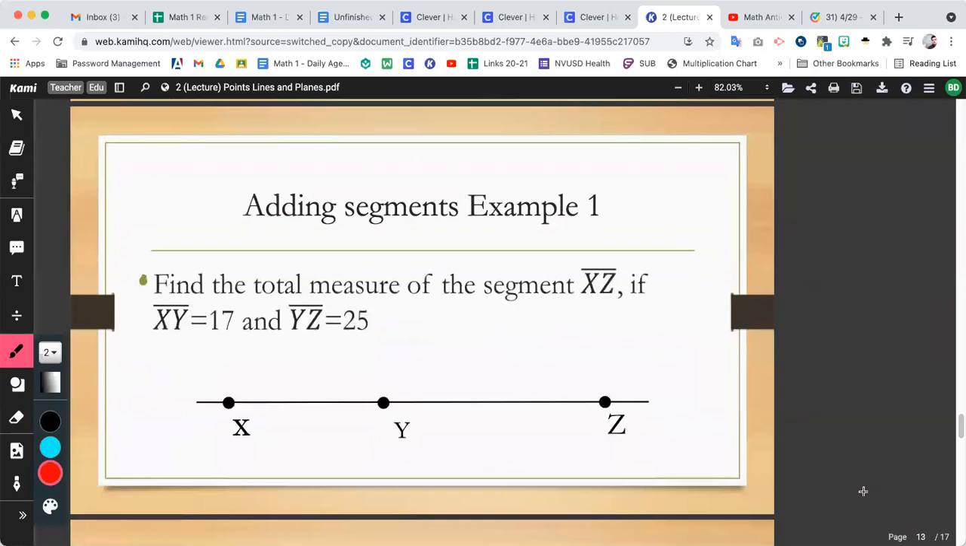Okay, find the total measure of the segment XZ if segment XY is 17 and segment YZ is 25. Now with geometry, it's very important that when you have a picture, you interact with the picture. And this is the difficult thing about this school year. In a normal school year, I'd be able to give you paper, you'd have the pictures in front of you, you'd be able to write on them. But because everything is on computer, you're gonna have to write down the pictures yourself.